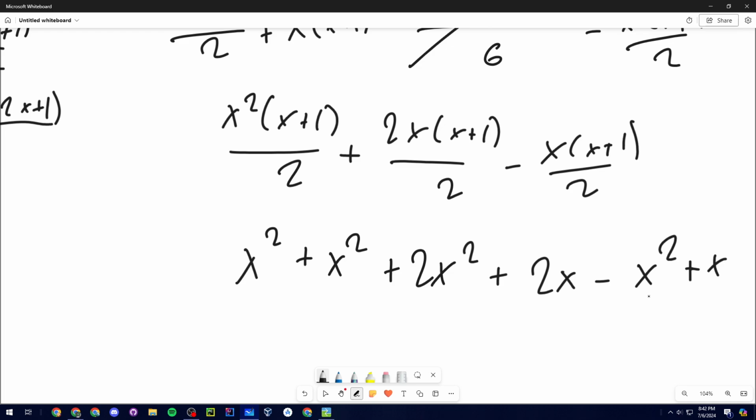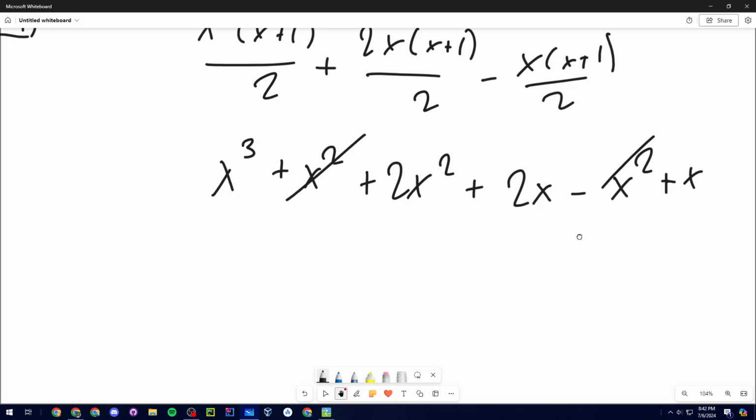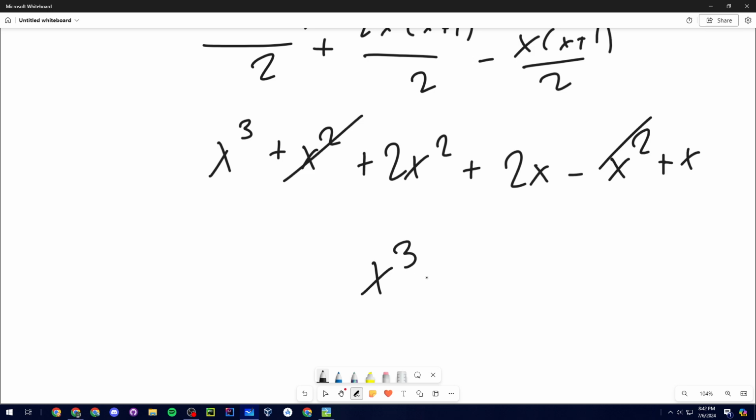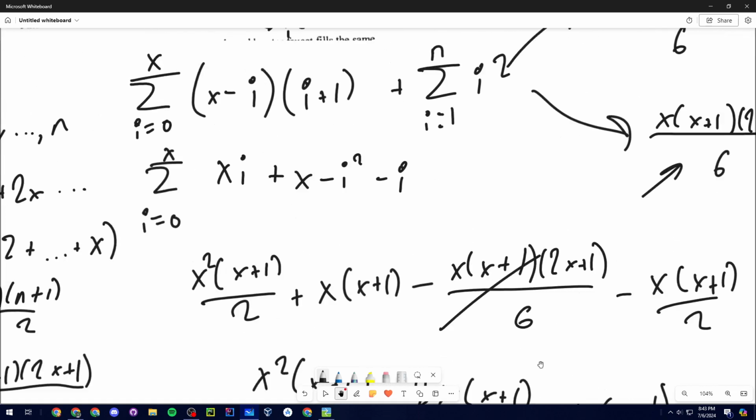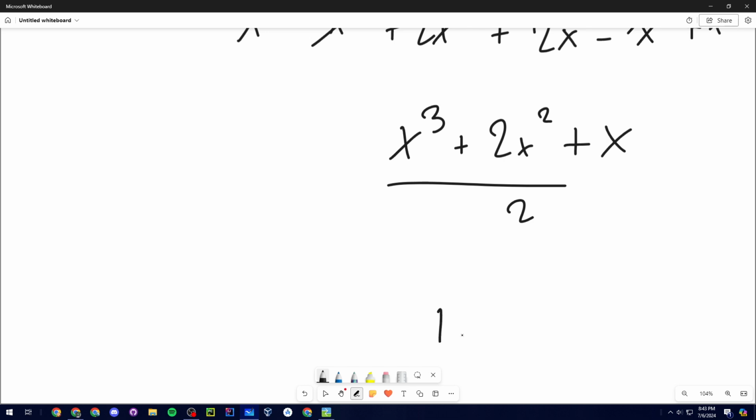Now I'm going to check if I did the actual foiling right. Yeah, I didn't. x cubed plus x squared, 2x squared plus 2x, x squared, x. Okay, now this cancels with this. So we're just left with x cubed plus 2x squared plus x over 2. So then that's just a plus b plus c, okay, so then 1 plus 2 plus 1 is equal to 4. And is that the answer?